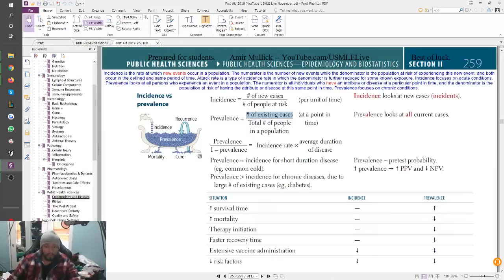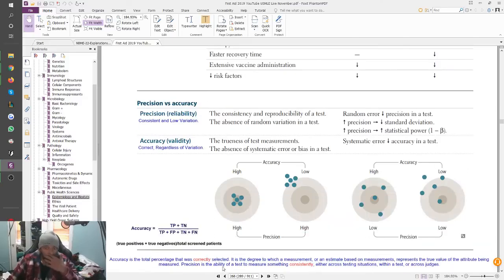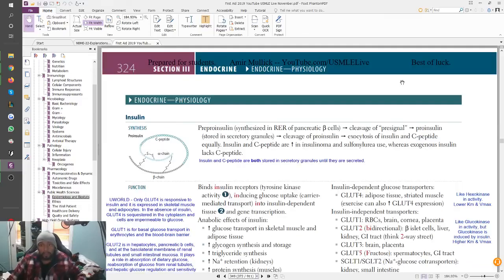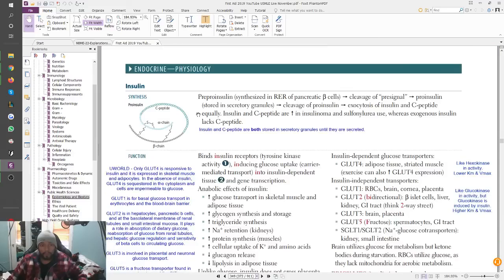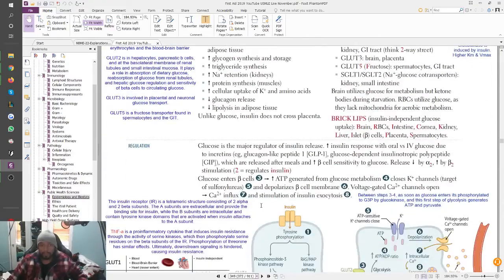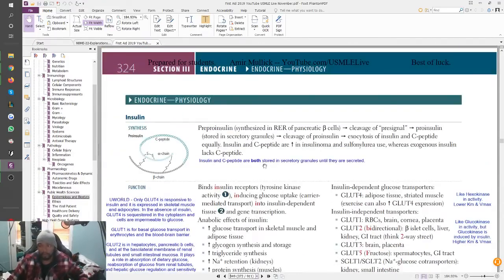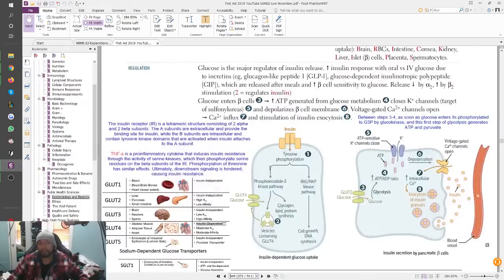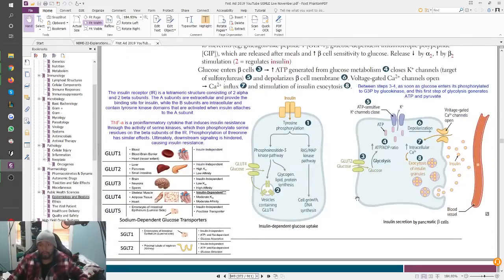349, that was the correct answer, E. 349, or where did I type? Like that, 349. Or 324 for the actual first date. So you can see here on this page, the first thing they talk about in endocrine physio is insulin. Very high yield topic. You need to know it inside out. And you see some transporters and stuff, but look at how insulin works.